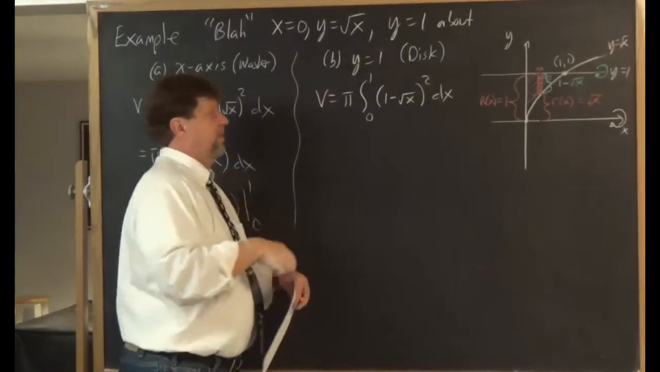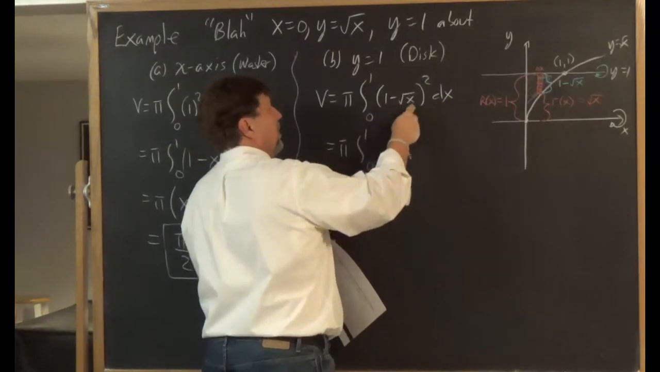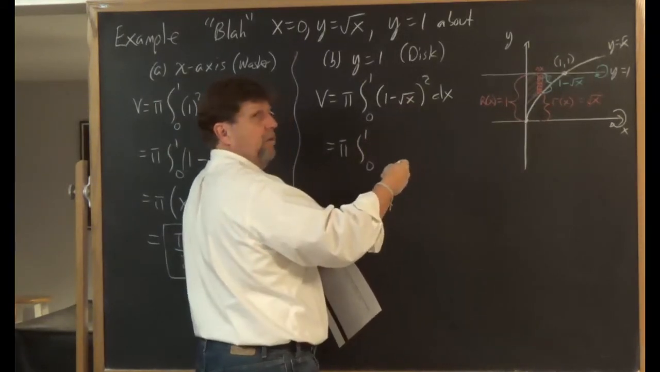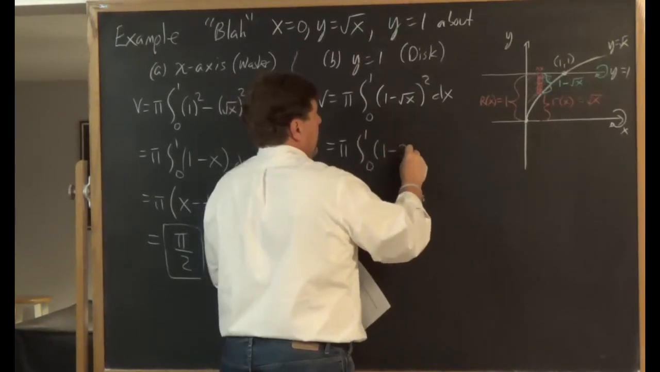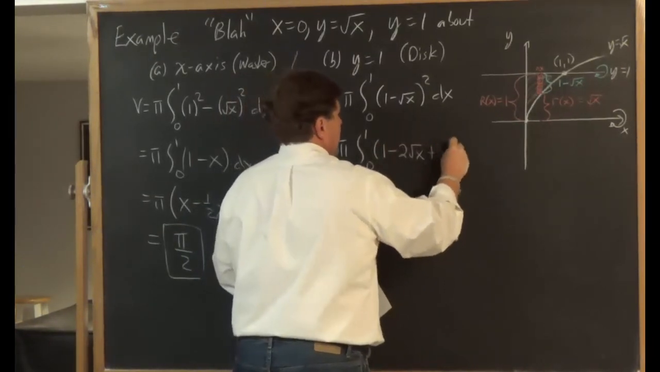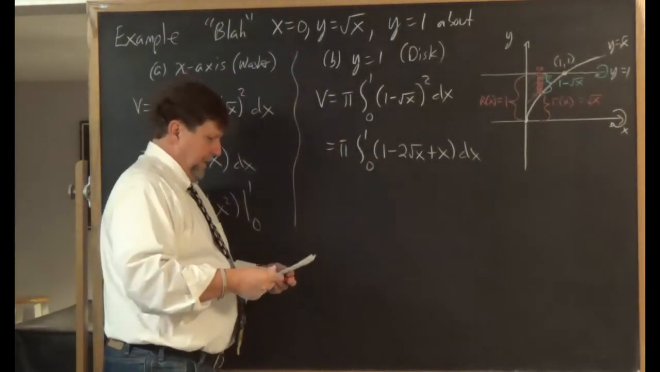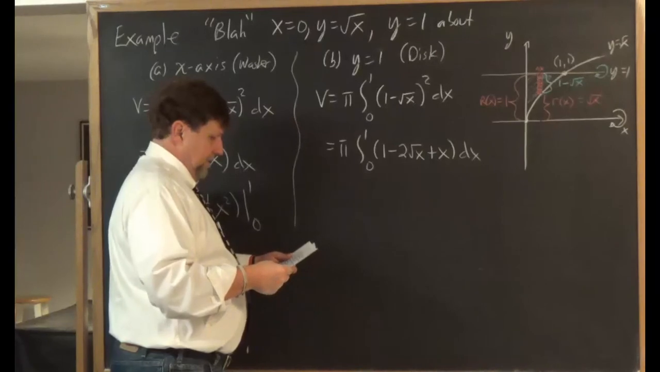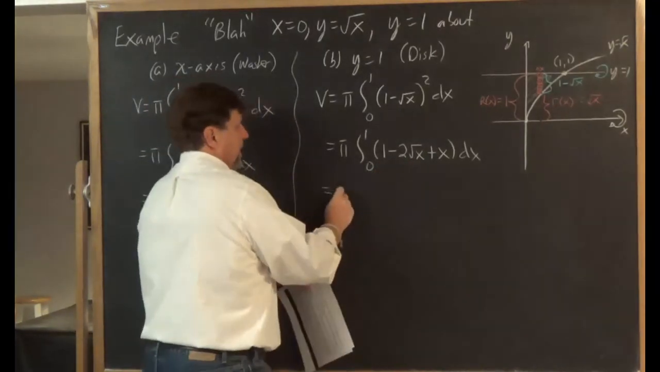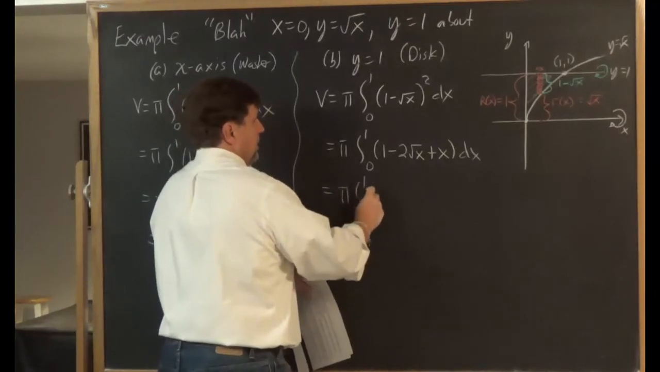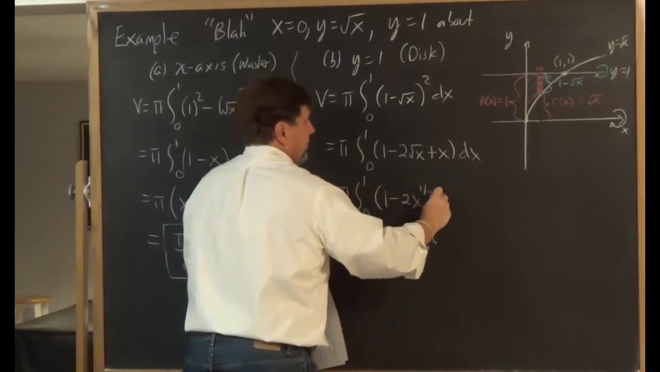All right, we got to clean up that integrand. Let's see, pi, integral 0 to 1. We take 1 minus square root x and multiply it by 1 minus square root x. You get 1 minus 2 square root x plus x, dx. And now I would rewrite this as x to the 1/2.